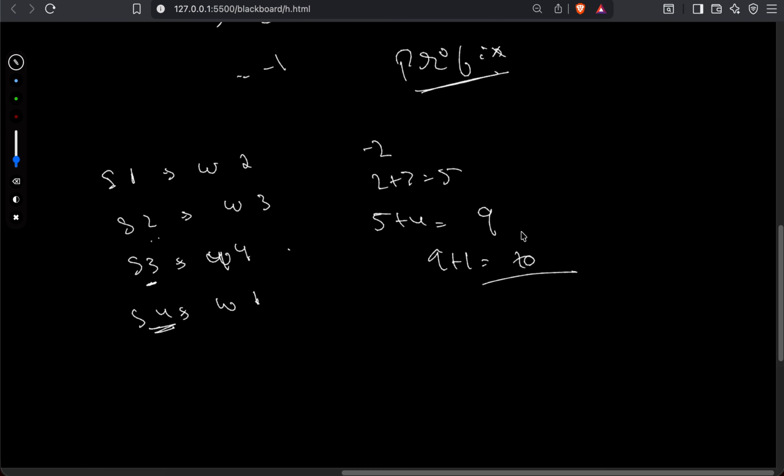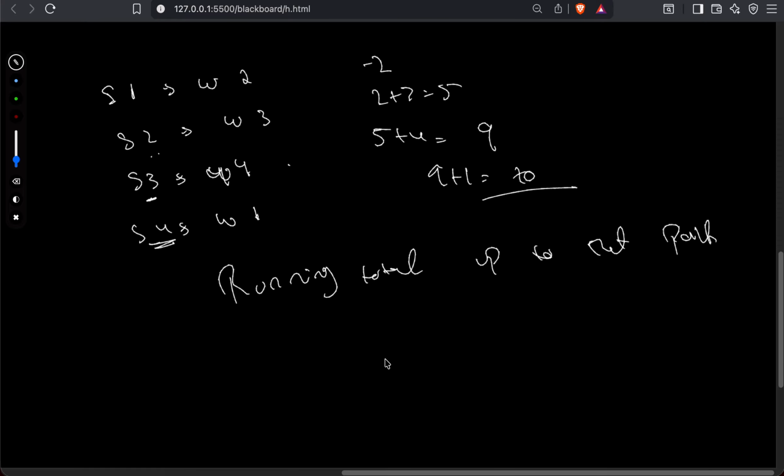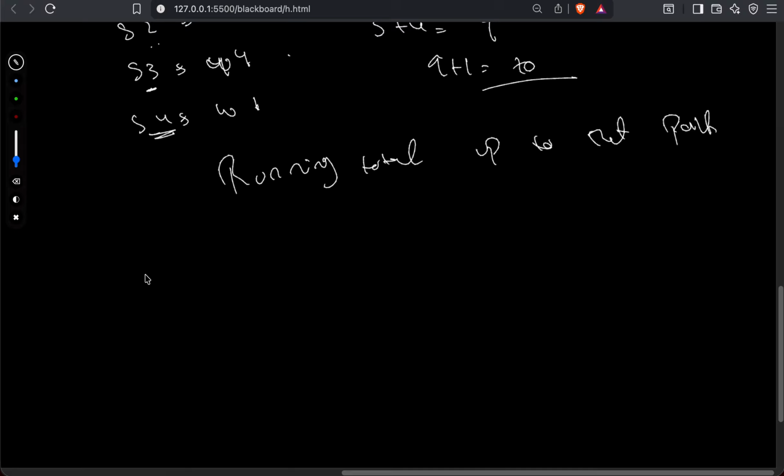Okay, so that is prefix. Prefix means running total up to that point. Running total up to that point. Okay, so let's take our array.